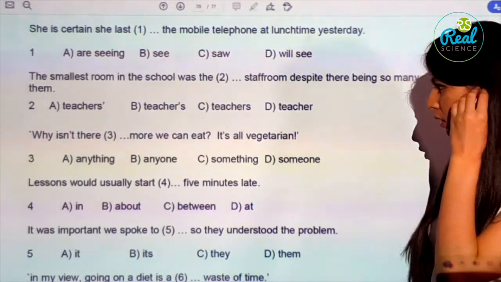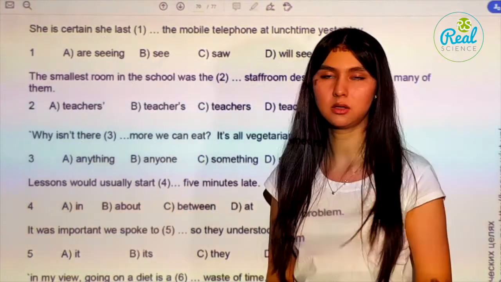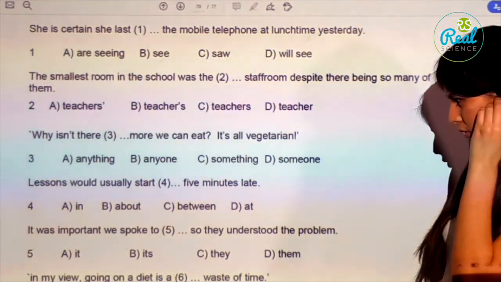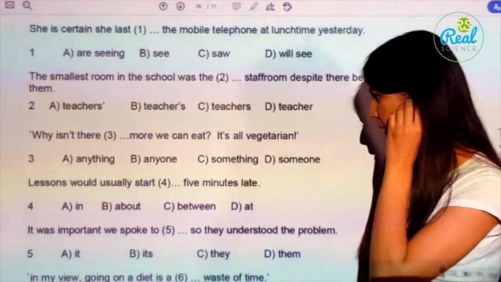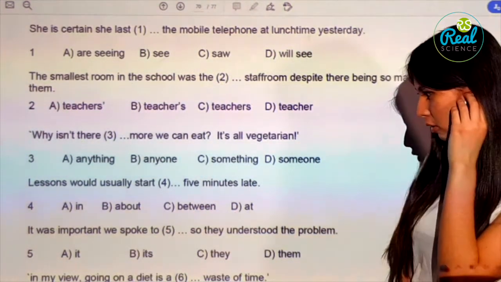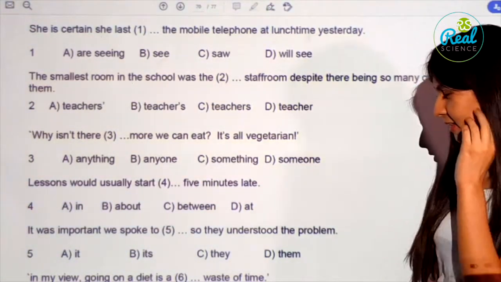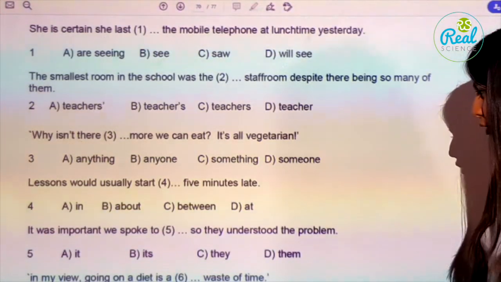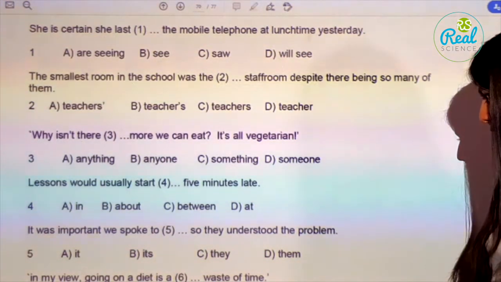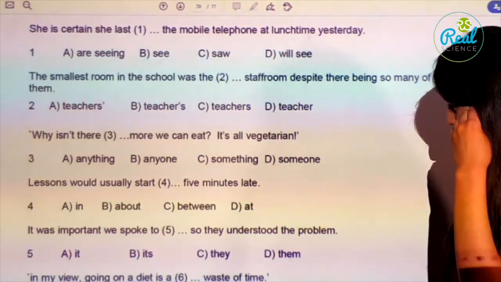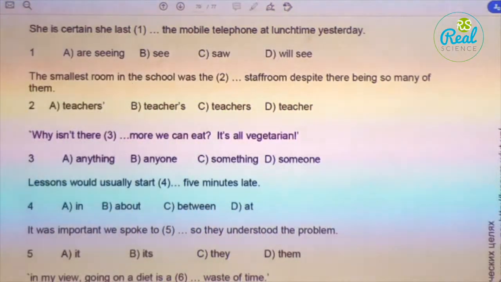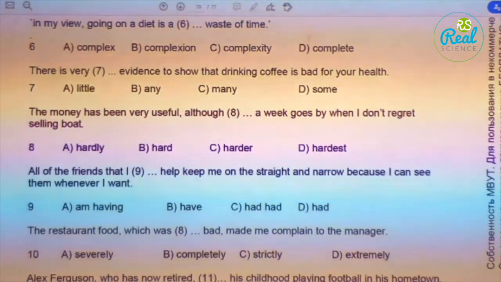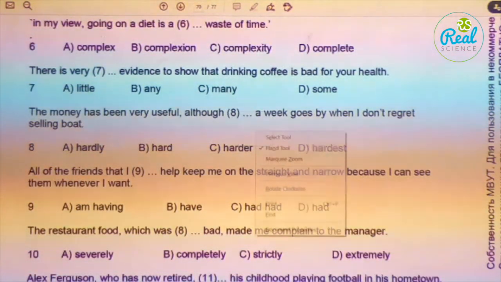Okay. So next one, fourth. We stopped at fourth. Can I read? Yes. Lessons would usually start 5 minutes late. Okay, good job. Next, yes. It was important we spoke to them so they understood the problem. Okay, good job. So the best option is C. Nice. So from 6 till 10.